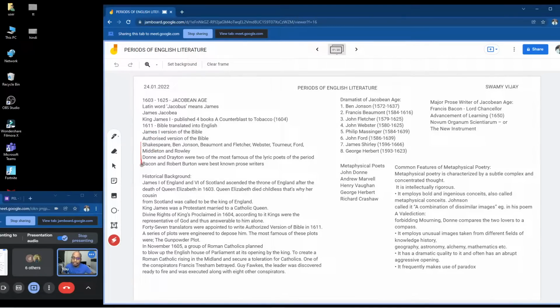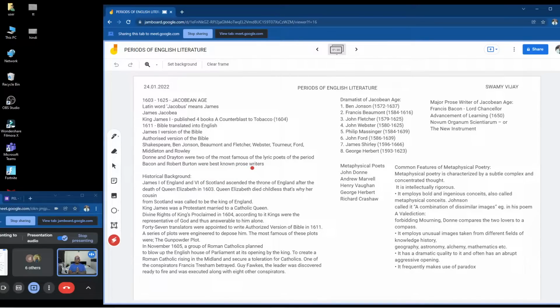And the prominent literary figures of the Jacobean age: Shakespeare was even in the Elizabethan period and he continued in the Jacobean period. So prominent literary figures were Shakespeare, Ben Jonson, who is known as the literary dictator after Shakespeare, and Beaumont, Fletcher, Webster, Tourneur, Ford, Middleton and Rowley. These were the contemporaries of Shakespeare, and these were also part of the Jacobean age. Shakespeare started his journey during the Elizabethan age and became very famous during the Jacobean age. There were few famous poets also. John Donne and Drayton were two of the most famous lyric poets of the period. Bacon and Robert Burton were best known prose writers.